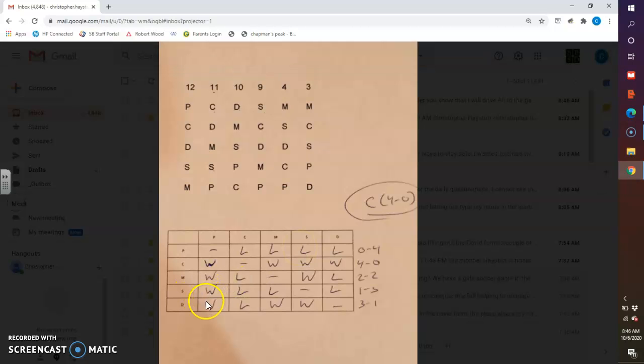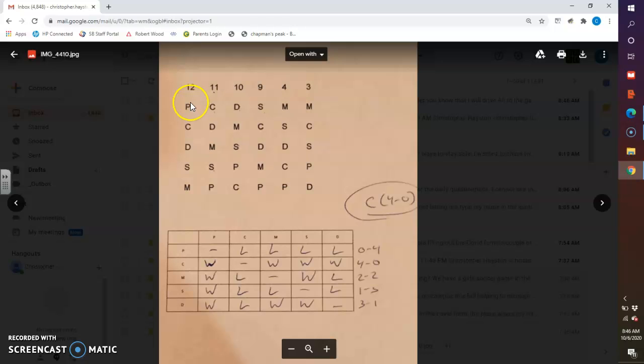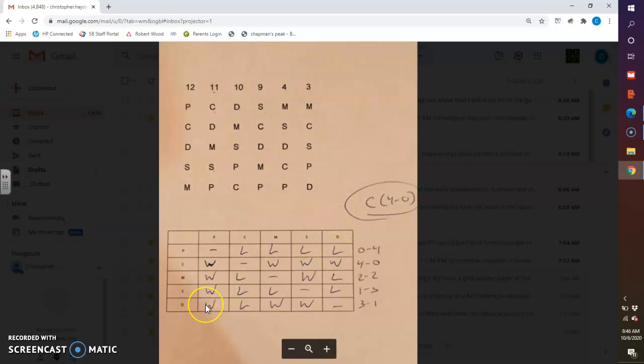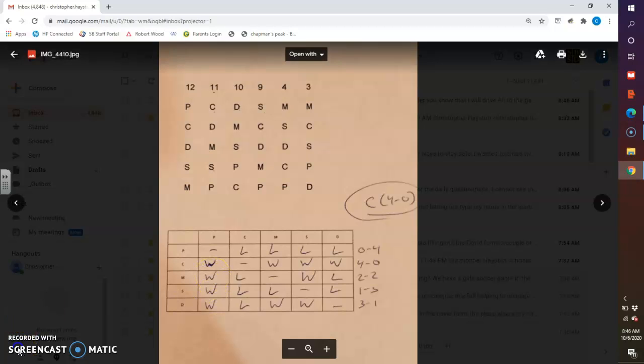Sprite's a winner. And then finally, Pepsi versus Dr. Pepper. Wins the first column, 12 votes. Loser, loser, loser, loser, wins the fourth column, which makes it 15 votes. Still not the 25 you needed. So Pepsi loses to everybody. Dr. Pepper's a winner.